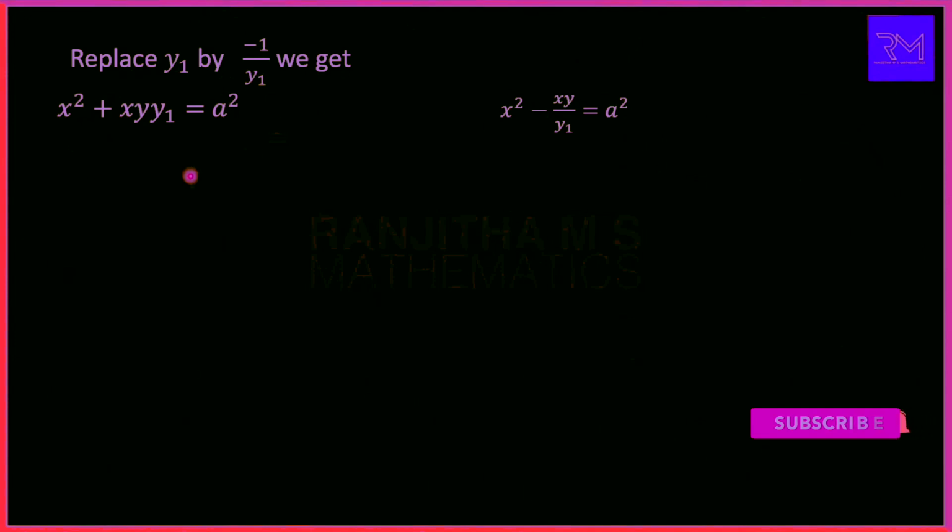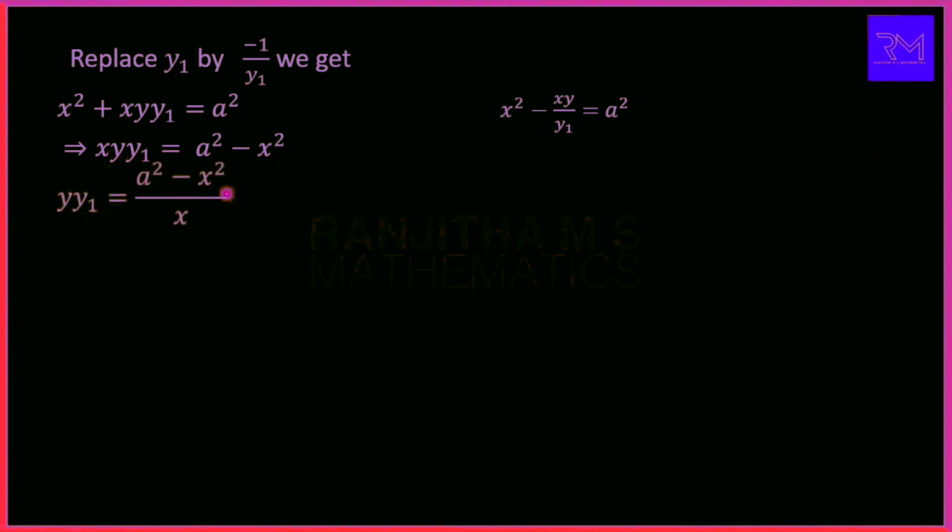Take this x square to the right hand side, we get x into y1, which is equal to a square minus x square. Take this x to the right hand side, that becomes y into y1, equal to a square minus x square by x. This is because we have to separate x term and y term; for that we are doing this procedure. So y into y1, that is y into dy by dx, is equal to a square by x minus x square by x, which is x. Take dx to the right hand side.